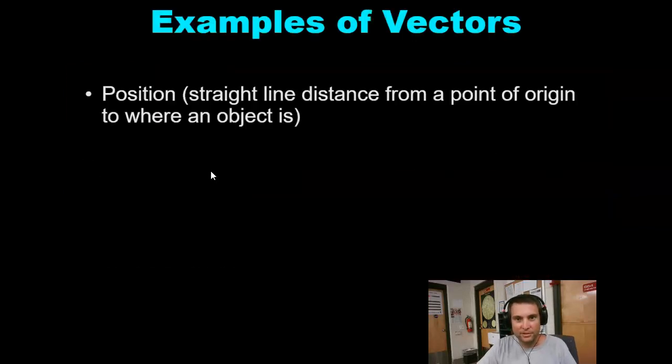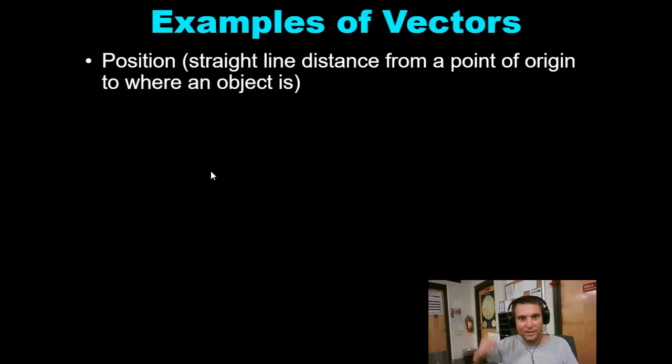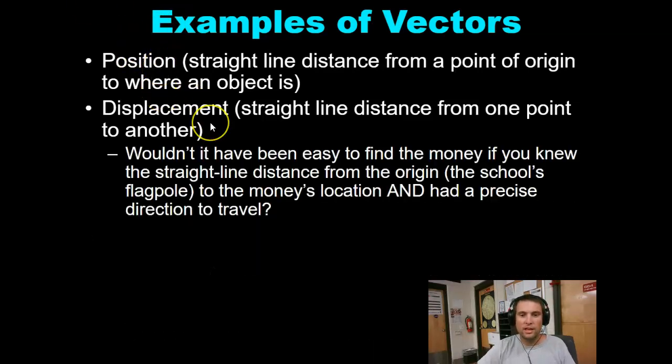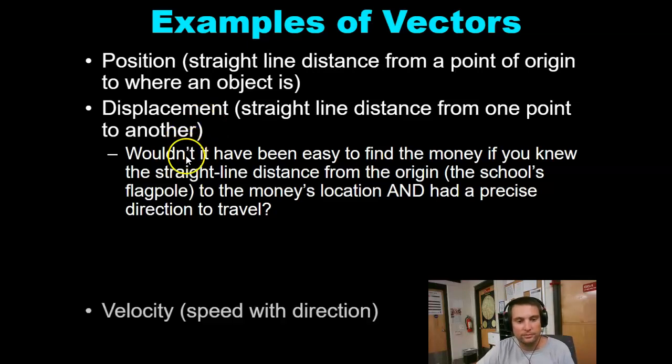Some examples of vectors is a position, straight line distance from point of origin to where an object is. We have displacement, straight line distance from one point to another. So position, displacement. Wouldn't it have been easier to find the money if you knew the straight line distance from the origin to the flagpole and had a precise direction to travel?